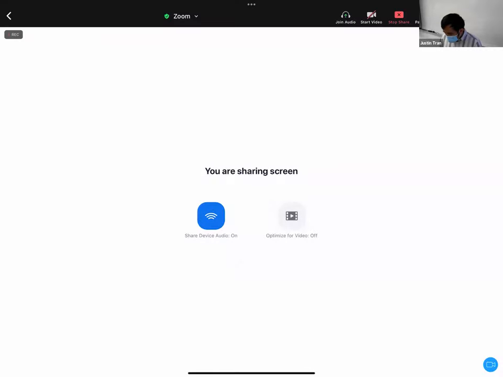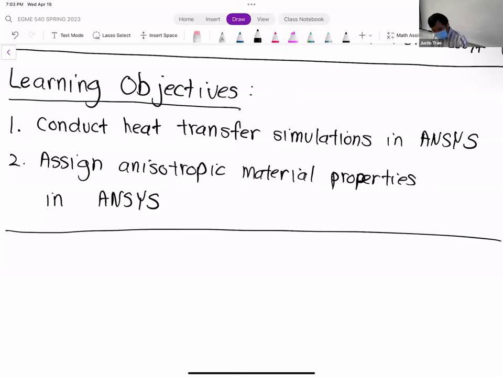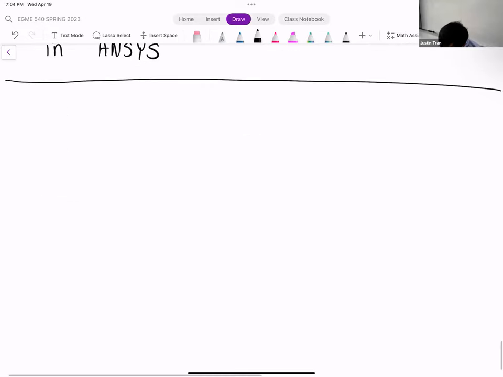I want to start with the heat transfer notes just because heat transfer is relatively new. I know probably a lot of you have taken a heat transfer course before, but if you haven't, I want to introduce some basic concepts of heat transfer, because it'll make it easier when we introduce the features within ANSYS. So let's start with heat transfer simulations.